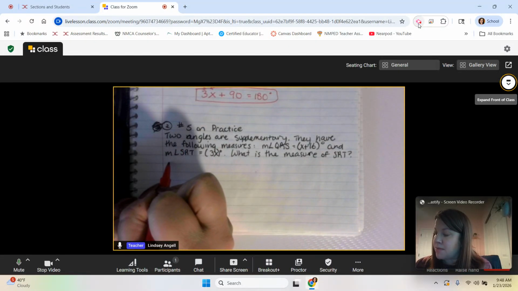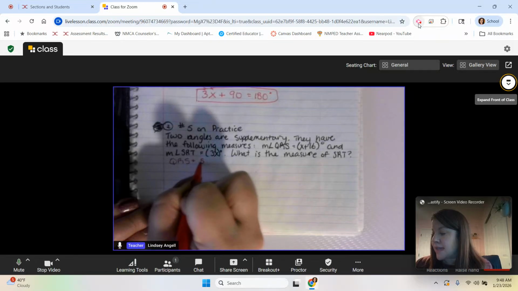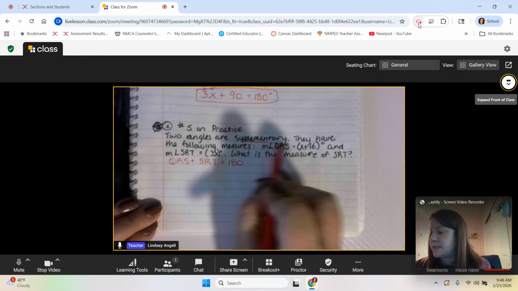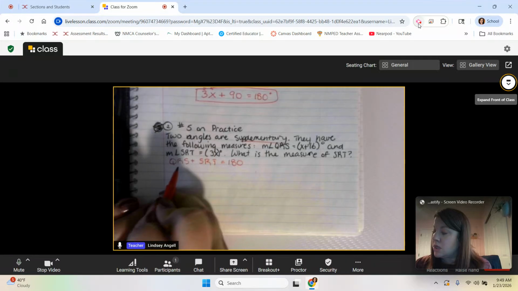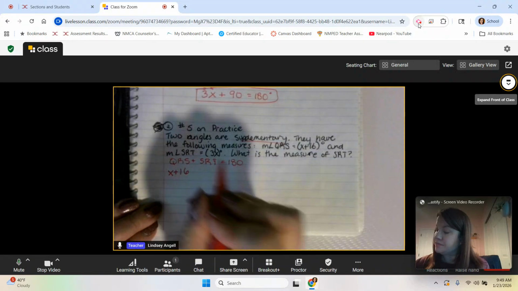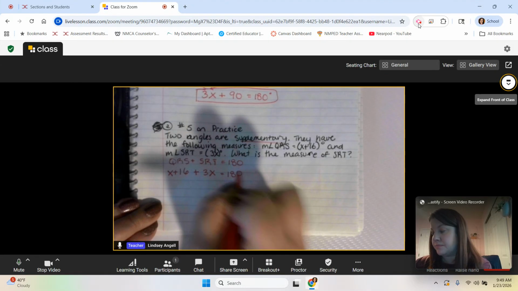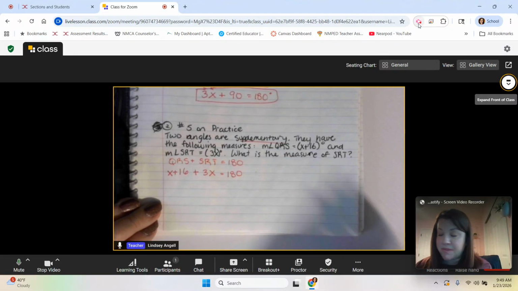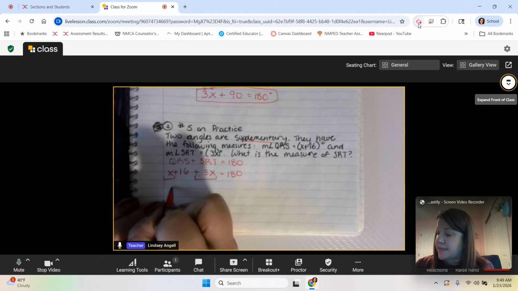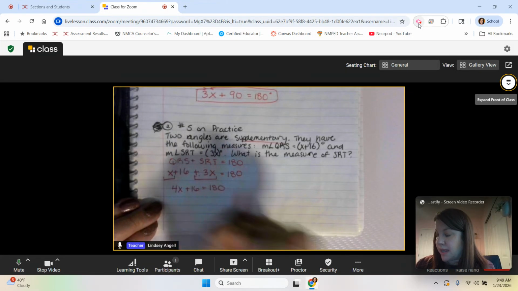Just like the last problem, we can say, okay, well, QRS plus SRT is equal to 180 degrees. We know that because they are supplementary. QRS was equal to x plus 16 plus 3x for SRT. Next, we can simplify. We can combine like terms. So we've got x plus another 3x. That gives us 4x plus 16 equals 180.